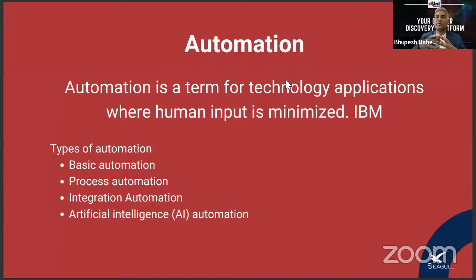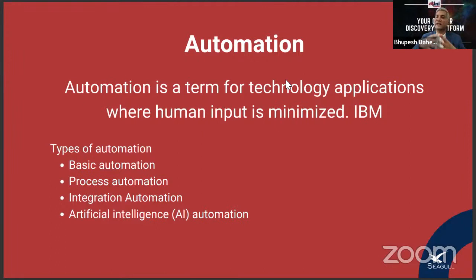Now, automation, what is automation? It's very simple. This is the IBM definition. Automation is a term of technology application where human input is minimized, right? It's fairly simple. And there are typically four kinds of automation. We'll not go deeper into each, just touch briefly: basic automation, process automation, integration automation, and AI-driven automation.